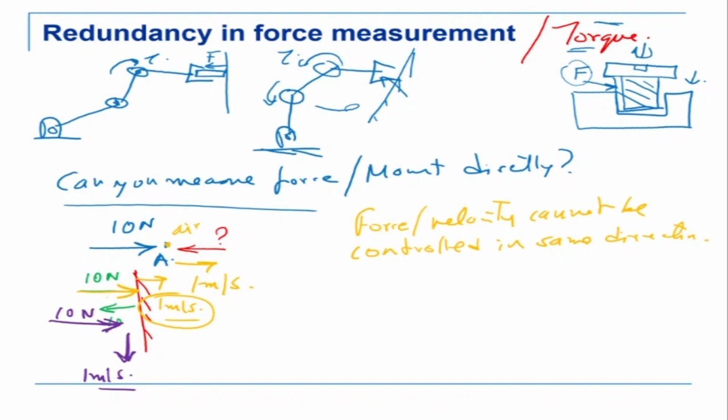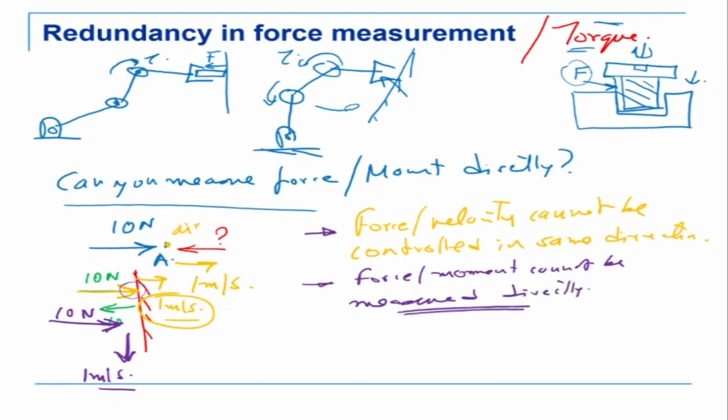Now, you cannot measure force directly, but you can measure force indirectly. What do I mean by that? If I say measure how much force is being applied on the wall here, there is no way you can measure it directly. So first of all, force and velocity cannot be controlled in the same direction. The next point: force and moment cannot be measured directly. You can only measure the effect of force.